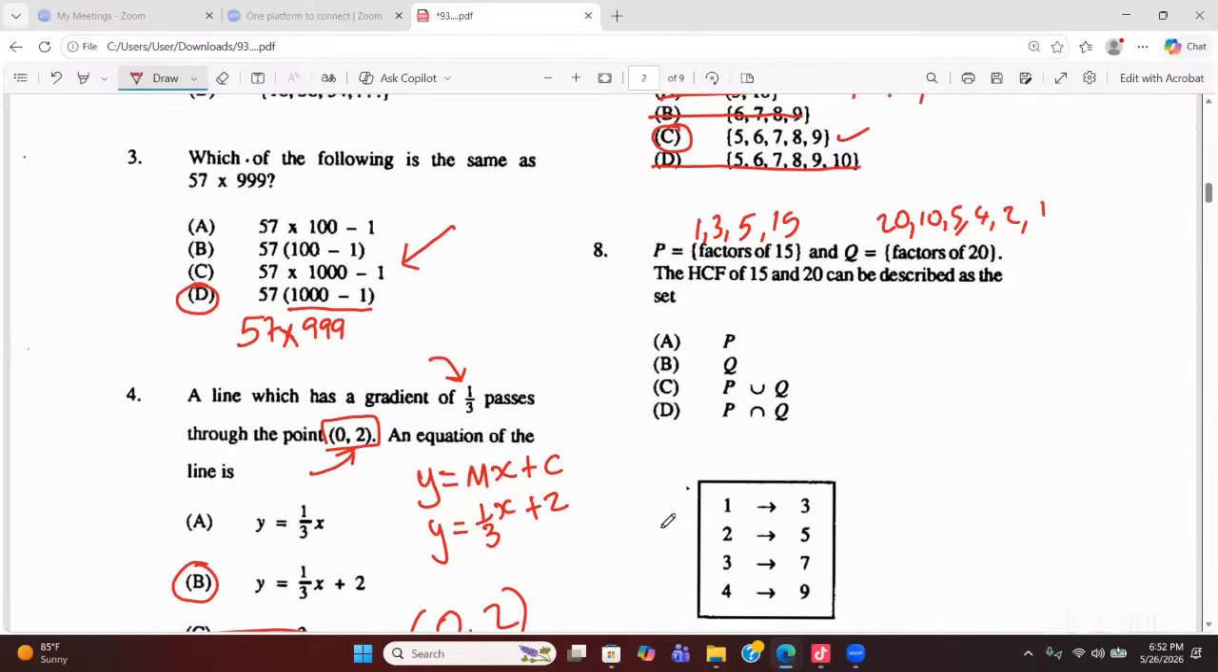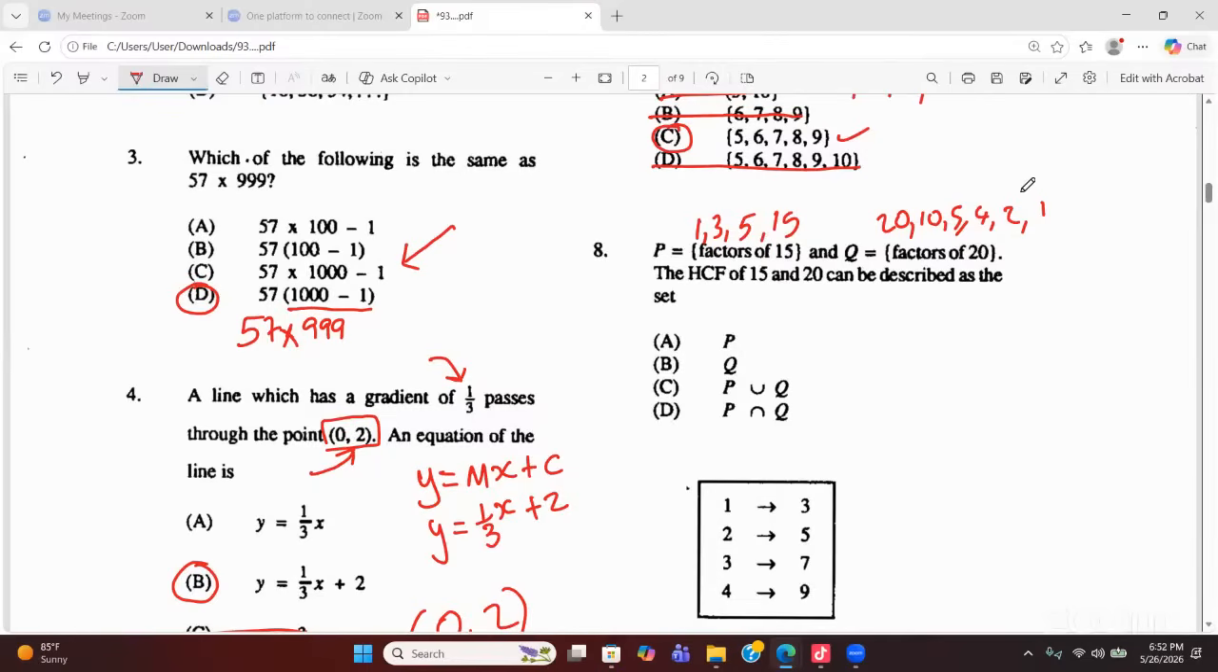All right, so we have the factors of Q. We have P and Q, looking at set Q, set P. So the question is saying the highest common factor of 15 and 20 can be described as what? So what's the highest common factor you're seeing here? Highest common factor, it's a what?